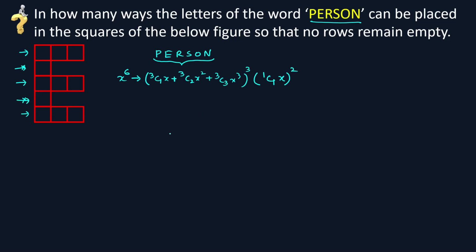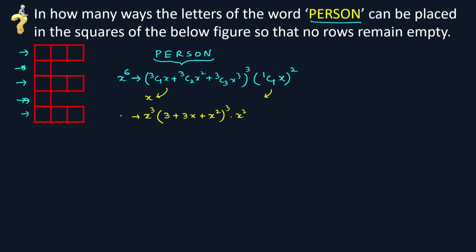So it will be whole square. Is it clear? So now let me take x common from here, x outside here. So actually here we are getting x cube outside. 3c1 is 3, 3c2 is again 3x, and this is x square whole cube. And from here it is nothing because x square will come out. 1c1 is 1. So it is only x square.